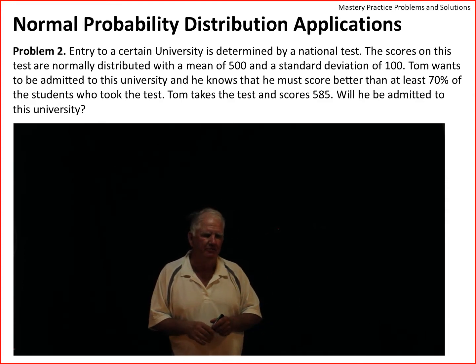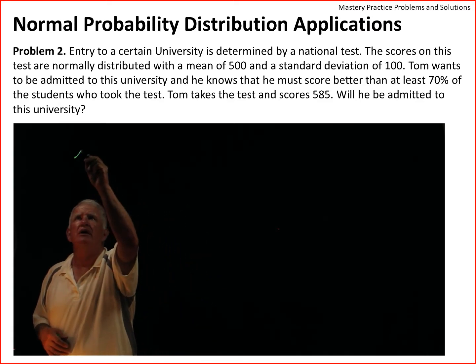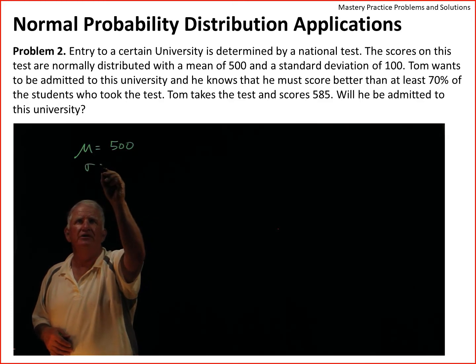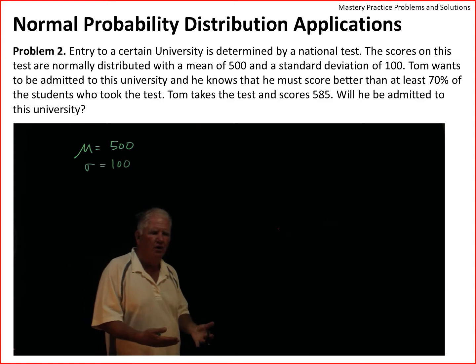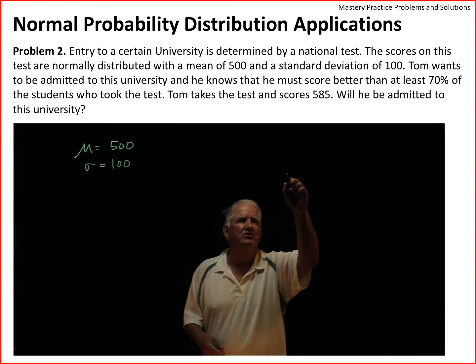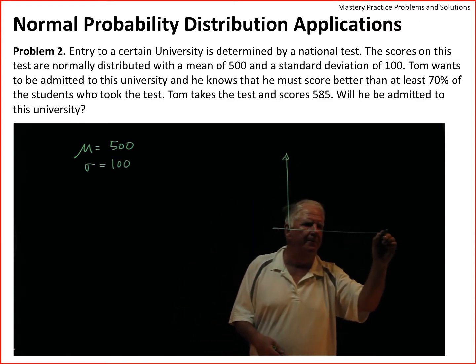the exam. So in this particular case, this exam has a mean of 500. It has a standard deviation of 100. And Tom gets a score of 585. The question is, did he score high enough to be admitted? So let's just do a quick picture.